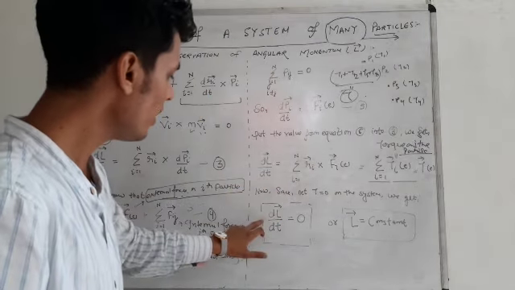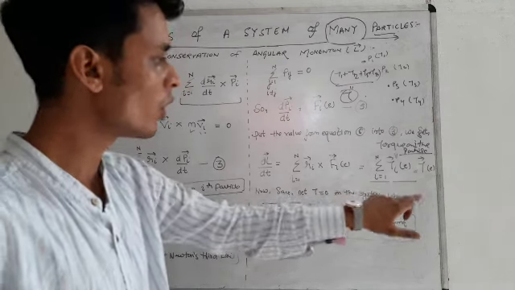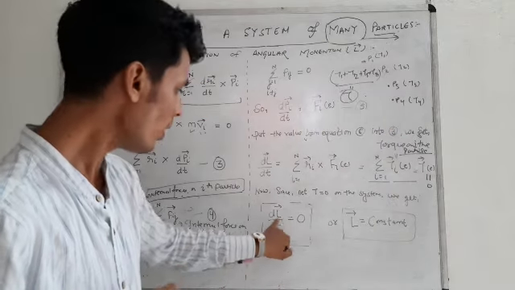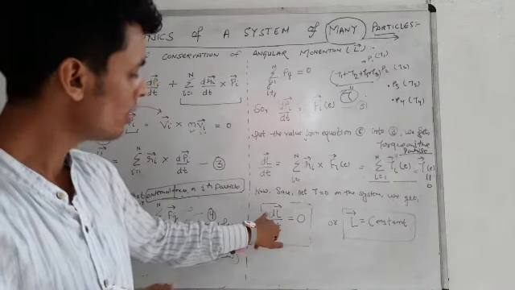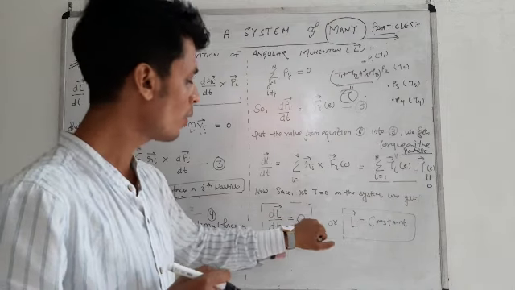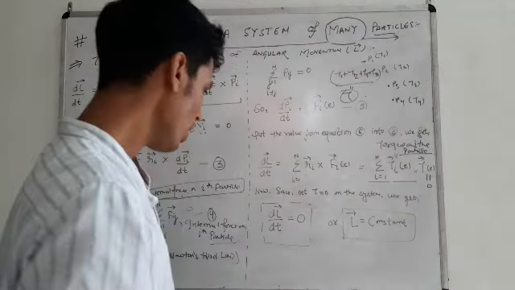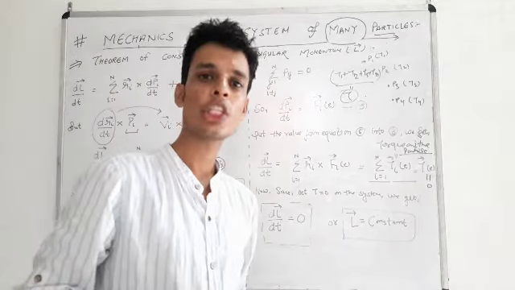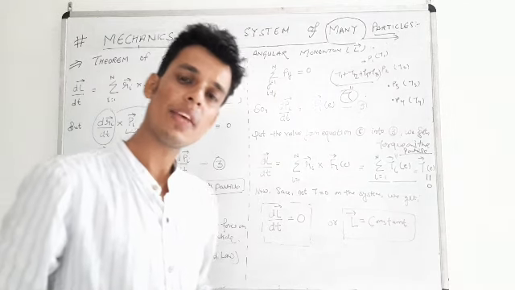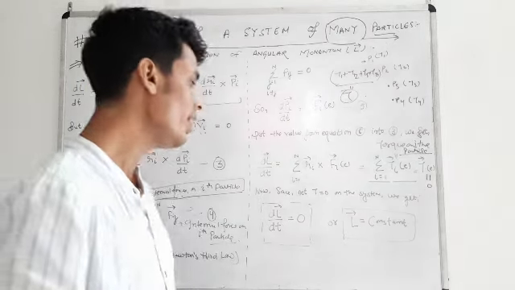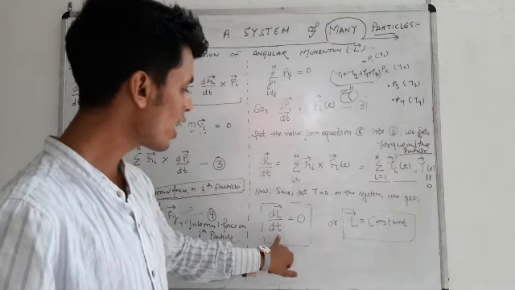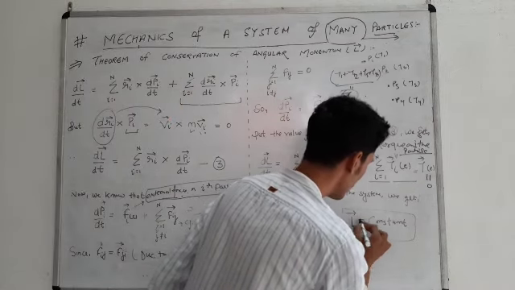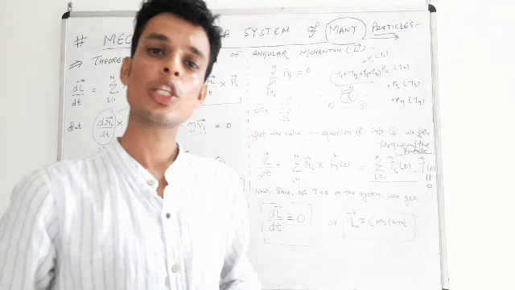So dl upon dt will be equal to 0. We have put tau equal to 0, so dl upon dt is equal to 0. That means the differentiation of L will be equal to 0. Now we know from the differentiation identity that whenever we differentiate a constant quantity with respect to any variable, whether it's x, y, z or t, we get 0. That means angular momentum is a constant quantity that does not change with respect to time.